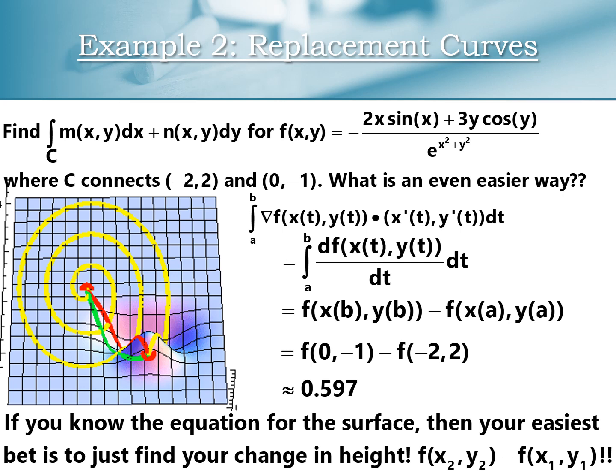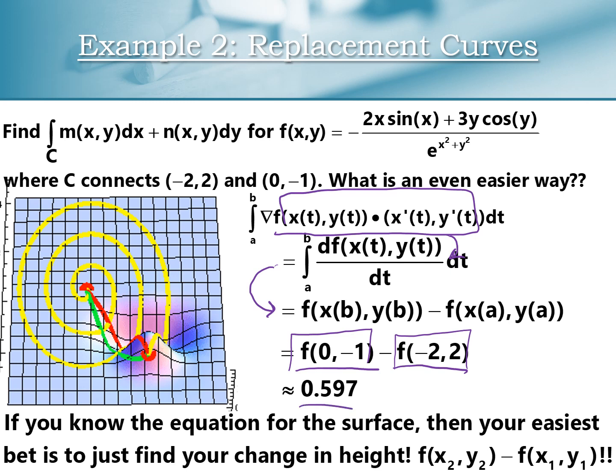So again, we use the chain rule here. So gradient dot tangent becomes df dt. Then we use the fundamental theorem of calculus. The integral of the derivative is the function back again. So we just compute f of x of b, y of b minus f of x of a, y of a, or f at my ending point minus f at my starting point. What is my altitude at the end of my hike minus what was my altitude at the start of the hike? And you get that same answer of 0.597. So pretty cool. Lots of different ways to get the same answer to the same problem.